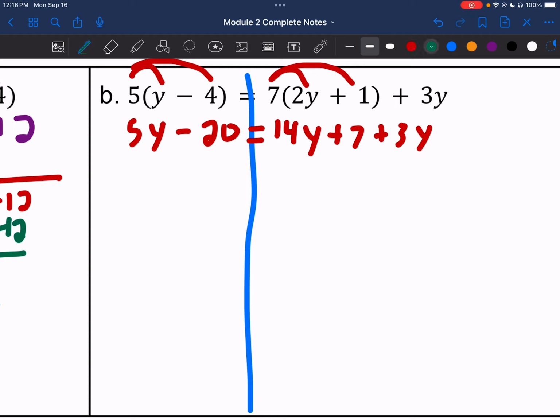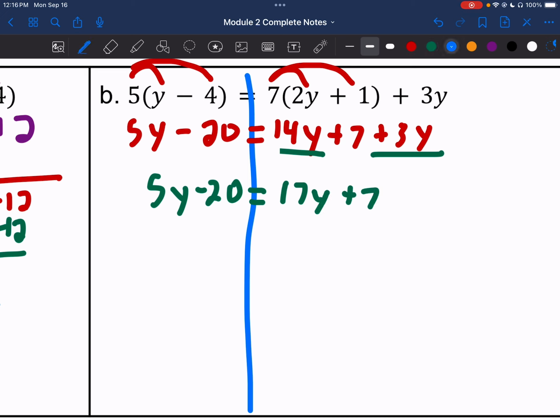So on the right side, I need to combine like terms. I have 14y plus 3y, so nothing changes on the left. 5y minus 20 is still there. And now I have 17y plus 7. So I have more y's on the right than I do on the left, so I'm going to subtract 5y from both sides.